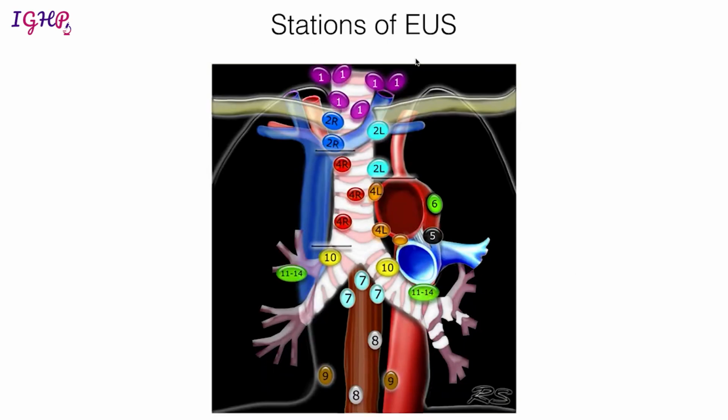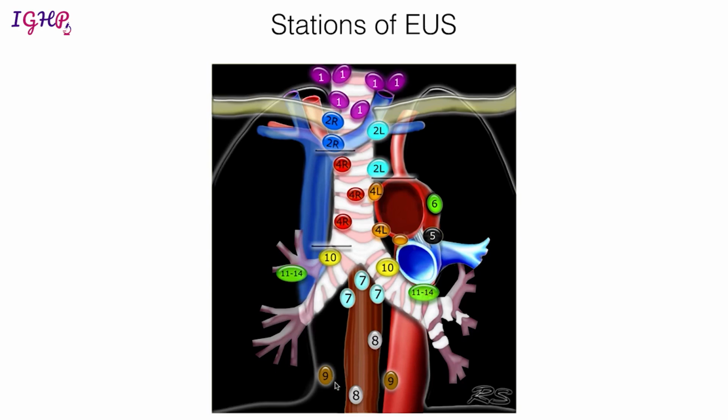There are different stations of EUS. When they are putting in an endoscope, at times they will say that we are resting on station 1, or we are resting on station 4. So you should be aware of the different stations of endoscopic ultrasound, so that if the clinician is using the terminology of a station, you know that he is resting on this particular area. For example, station 7 is for the subcarinal lymph node.